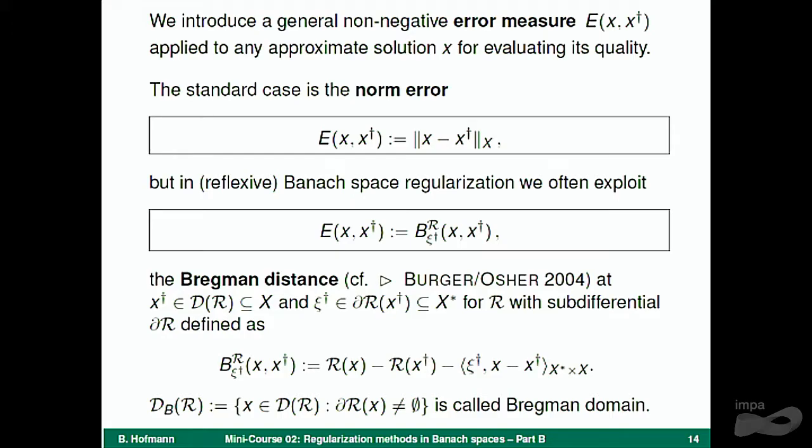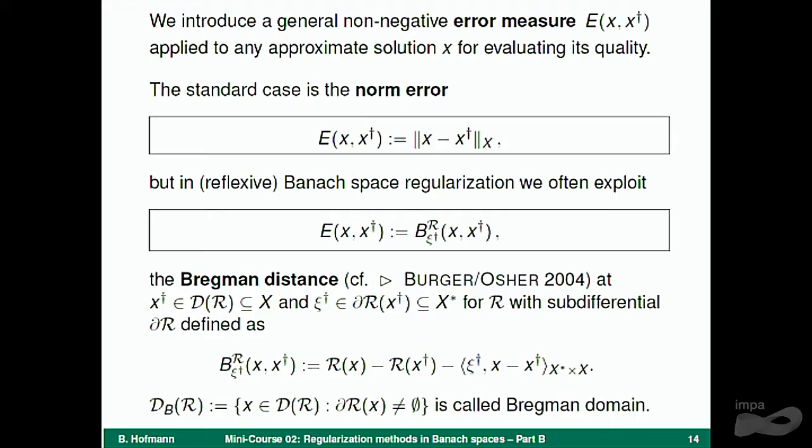An error measure, and I call this error measure E. E is a very general form of an error measure. It must be non-negative, and it should say something about the distance of some element to the exact solution. So what can be used for this? The simplest form is the error measure always used in Hilbert space regularization, the norm or some power of the norm. In reflexive Banach spaces, we often exploit the Bregman distance already mentioned.